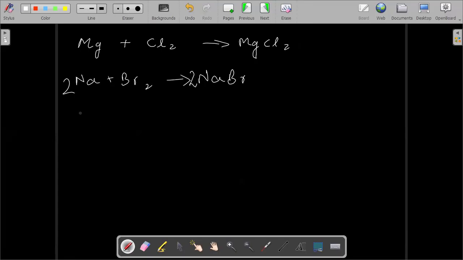You can also have the reaction of copper with chlorine to form copper chloride, CuCl2. So all these are examples of reaction of metals with non-metals.